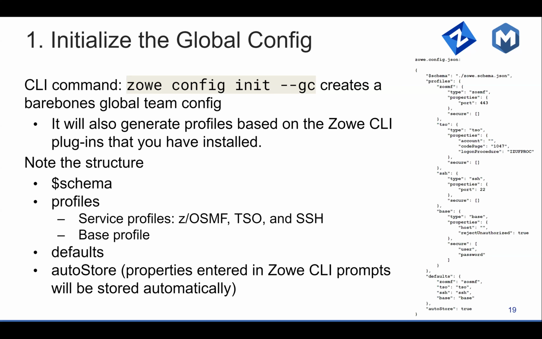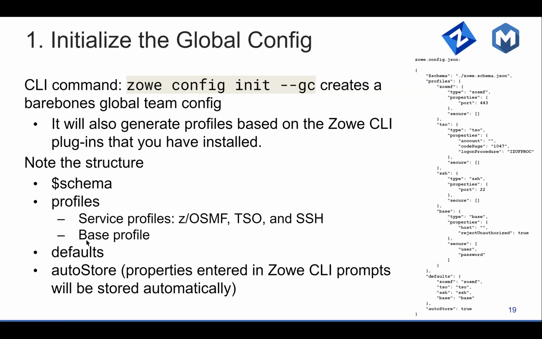But when you run this command, it creates a bare bones global team config. You can think of it kind of as a template, and I've included the output of this command on the right side of the screen. The Zowe config init command also creates service profiles based on the CLI plugins that you have installed. So if you have the Zowe CLI CICS plugin installed, you would also see a CICS service profile here.